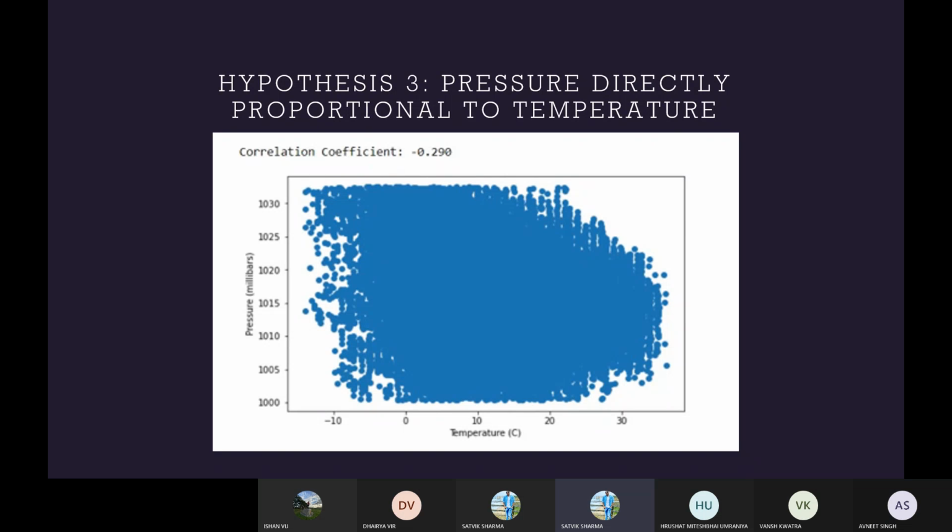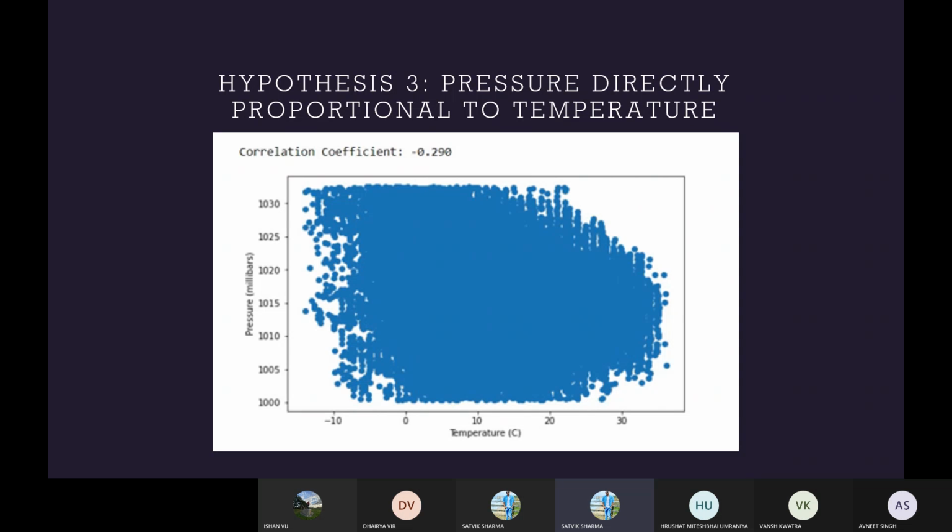According to the ideal gas law, PV equals nRT, at a constant volume, the pressure should directly relate to temperature. As the temperature increases, the pressure should increase as well, and vice versa. But after looking at the graph, the correlation coefficient turned out to be negative 0.290, which indicates that the pressure is inversely proportional to temperature.